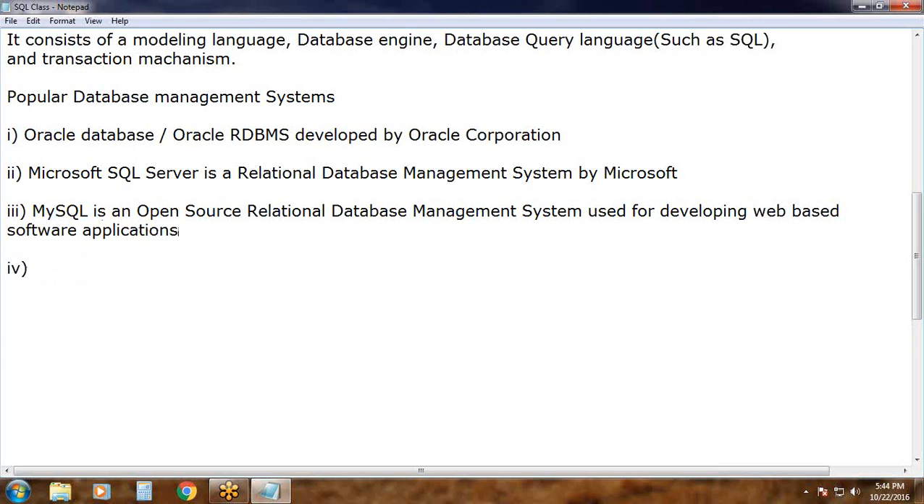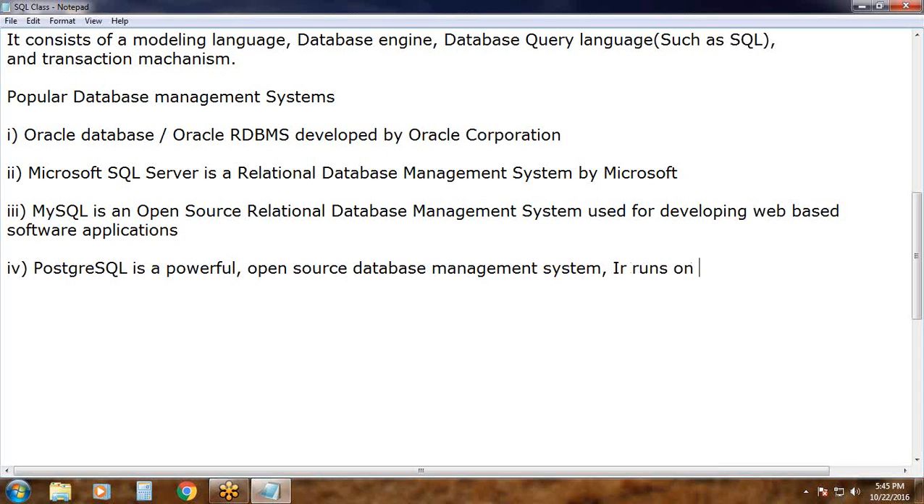Next, PostgreSQL. It is also open source. PostgreSQL is a powerful open source database management system. It runs on all major operating systems.